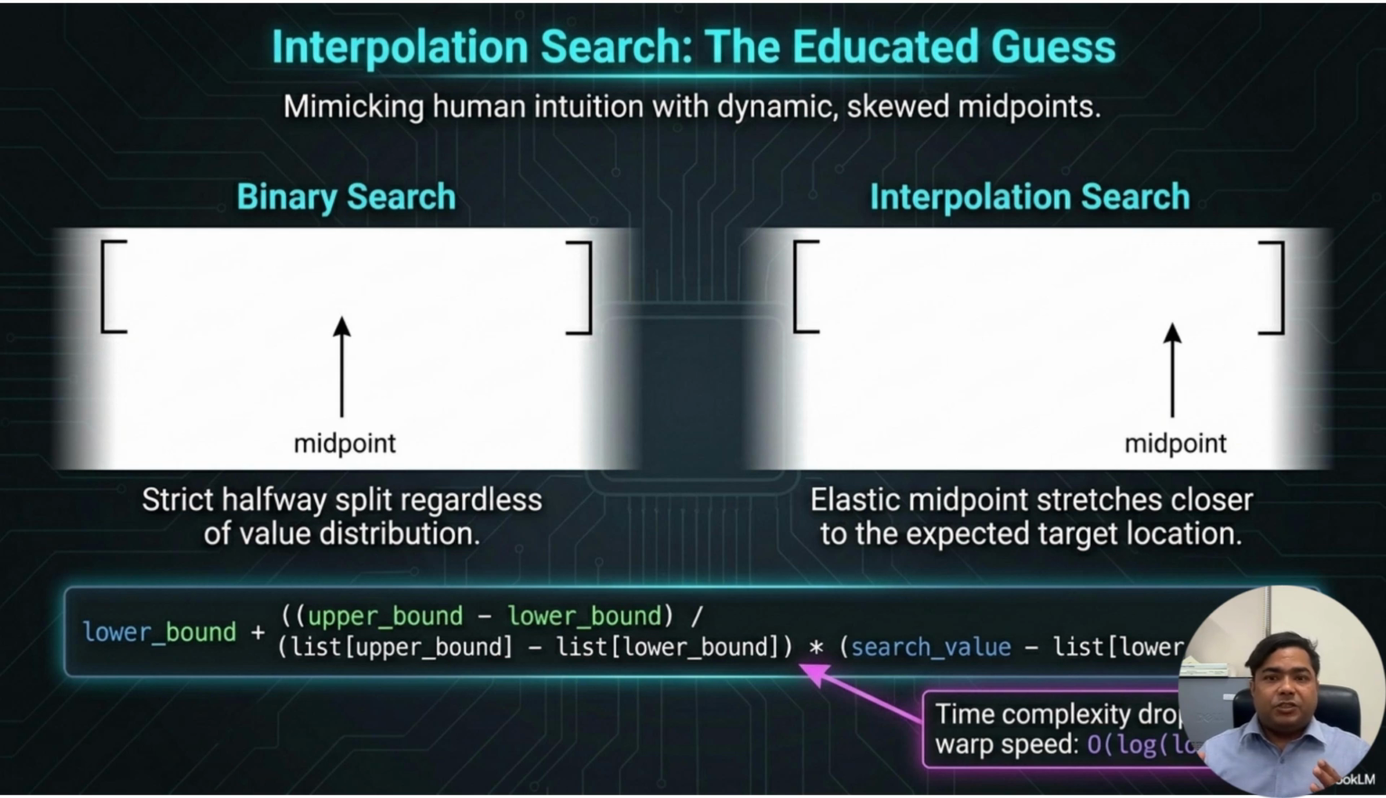When the data is evenly distributed, interpolation search can be extremely fast, but if the data is not evenly distributed, its performance may not always be better. And just like binary search, interpolation search also requires sorted data.